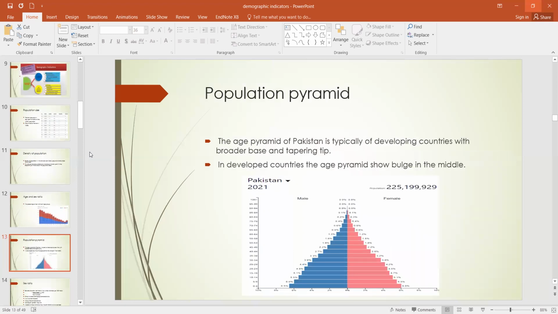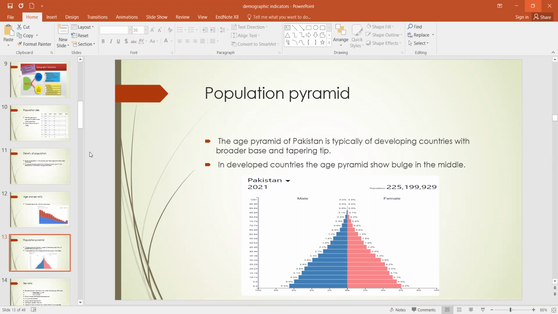Population pyramid. A population pyramid is a pictorial representation of age and sex composition of a population. It is also known as an age and sex pyramid. It is a graphical illustration that shows the distribution of various age groups in a population, typically of a country or region of the world, and it forms the shape of a pyramid when the population is growing.